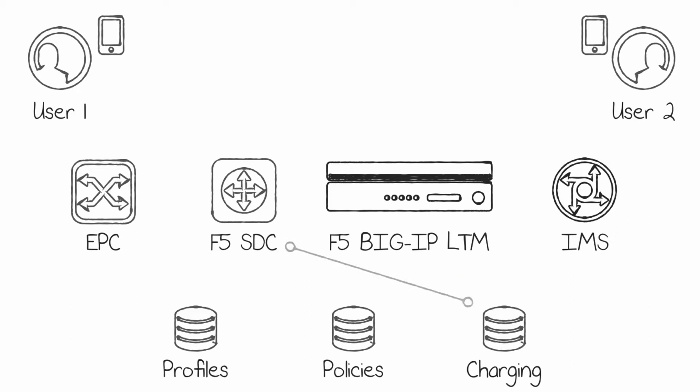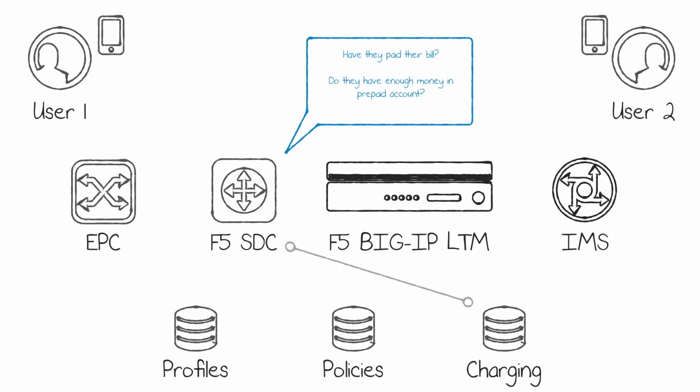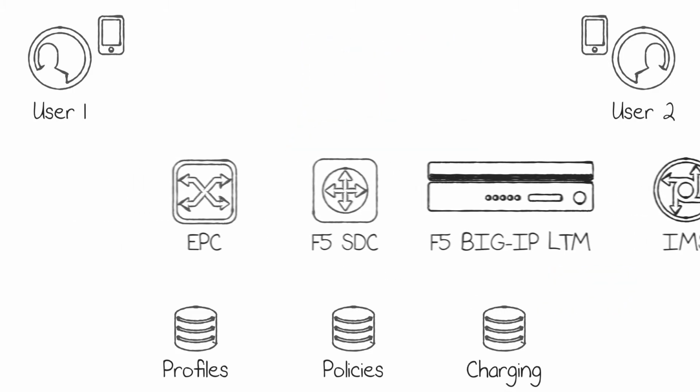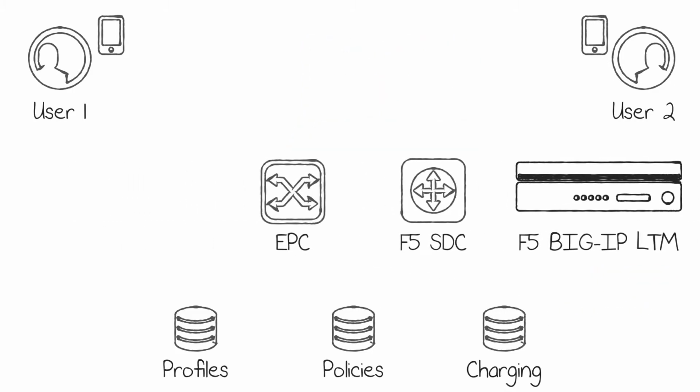Then the SDC sends a message over to the charging system and says, user 1 just turned on their phone. Have they paid their bill? Do they have enough money in their prepaid account? And the charging system will come back and say, everything checks out. User 1 is good to go. So the last thing, the SDC goes back to the EPC and says, okay, I checked out user 1. They're authentic. They can make calls, have paid their bills, and they're good to go. So user 1 is registered as far as this network is concerned.